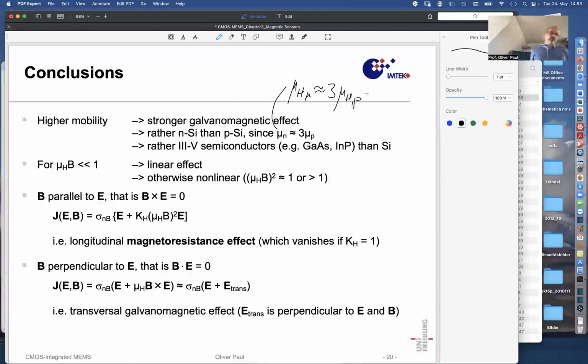And then if you take that conclusion further, you would say, well, then let's at least take a semiconductor with a higher mobility than silicon. Why not take gallium arsenide or indium phosphide with really large electron mobilities? Now, then we would have a super duper Hall sensor. And the professor can only say, yes, you could.